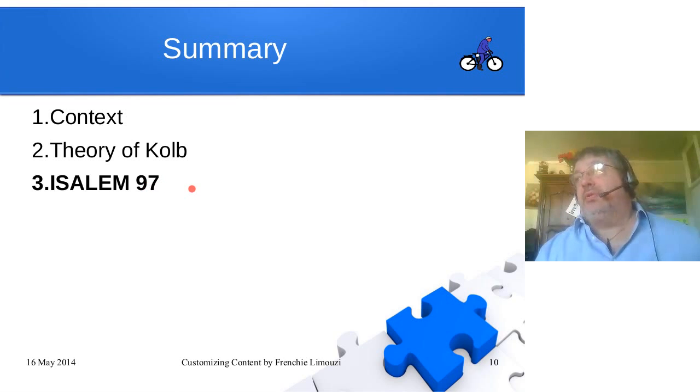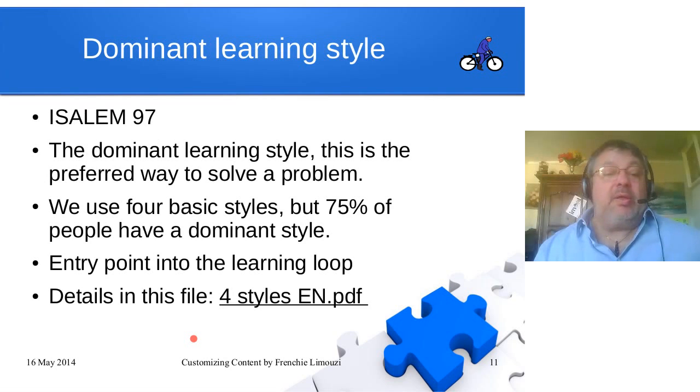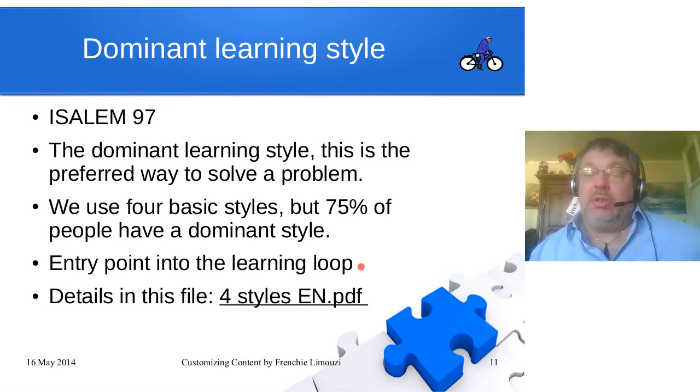After exam, 97 is a test made by a laboratory in Belgium. This test said we have the dominant learning style. 75% of people have a dominant style. And it defines the entry point into the learning.